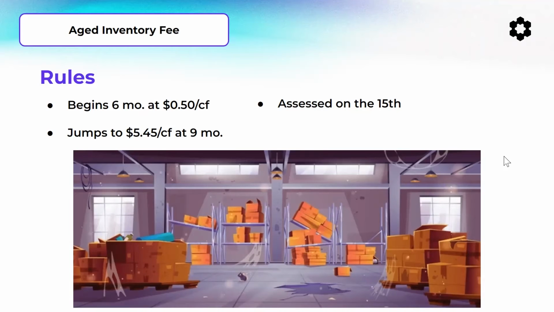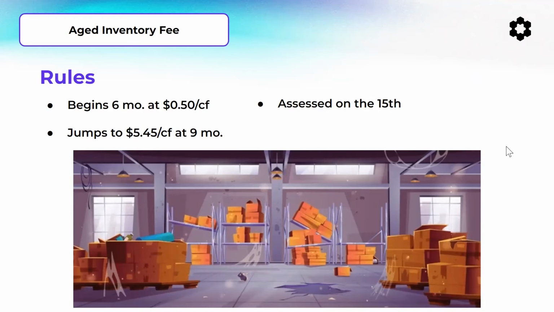So first things first, aged inventory. Aged inventory was introduced a couple of years ago, and Amazon has changed the structure along the way. This year they changed the structure, so it begins at 6 months. It used to begin at 9 months, but it begins at 6 months, and then it starts at 50 cents, and then it increases on a monthly basis. So every 30 days it's increasing. So 50 cents a cubic foot is where it starts, and this is on top of your monthly fees. It's not or, it's and, right?